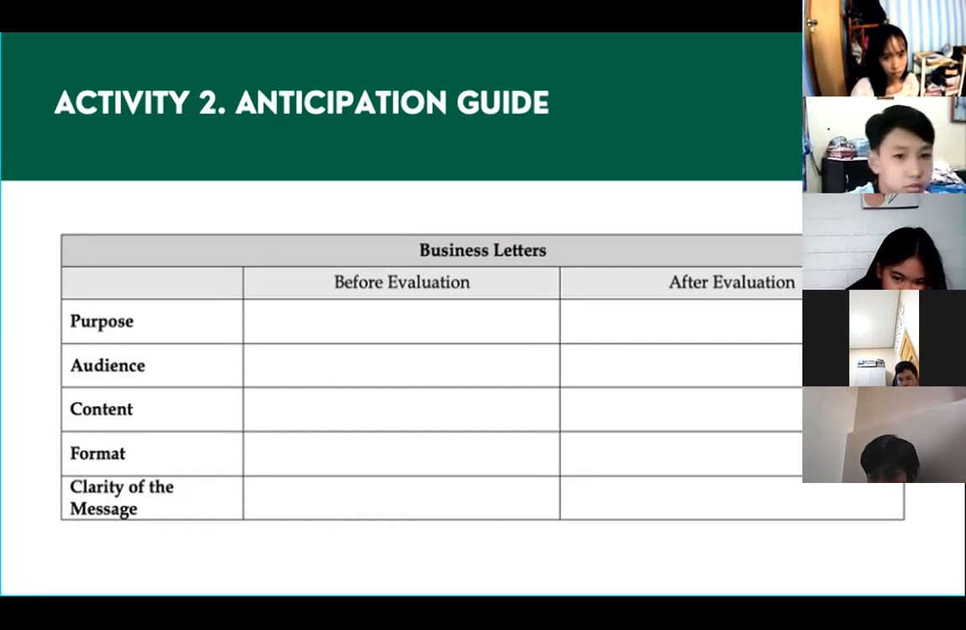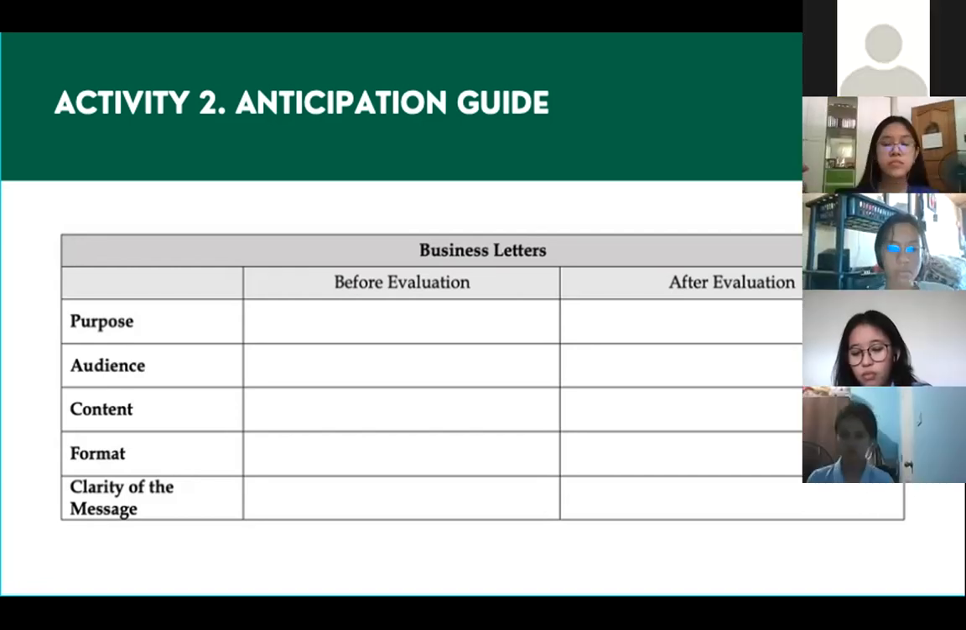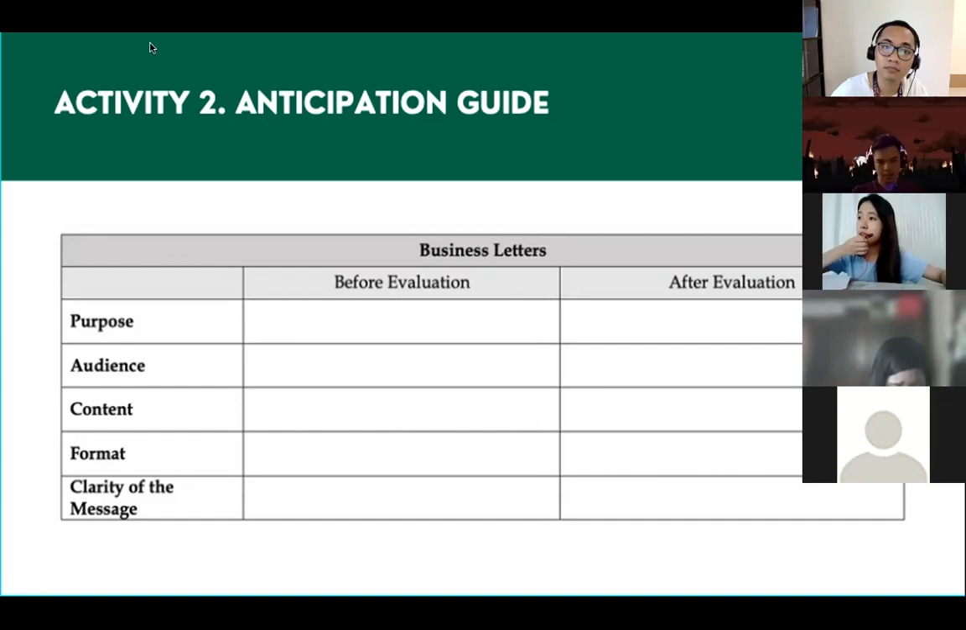Because when you write a business letter, sir, one of its purposes is when you want to work with other people. So I think it should be written in a form that both parties can get along, sir. Can get along.